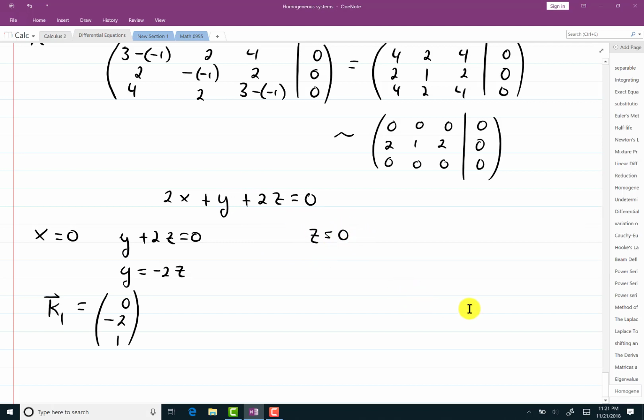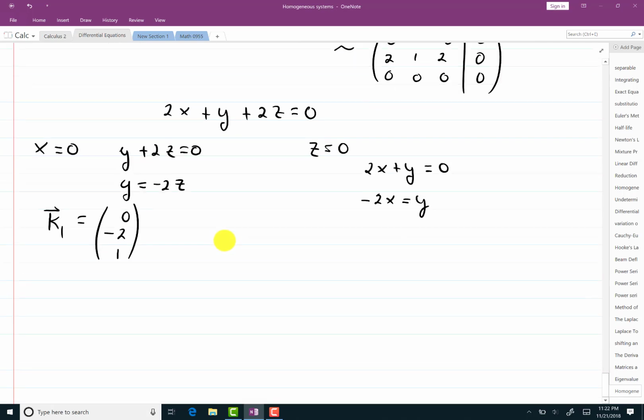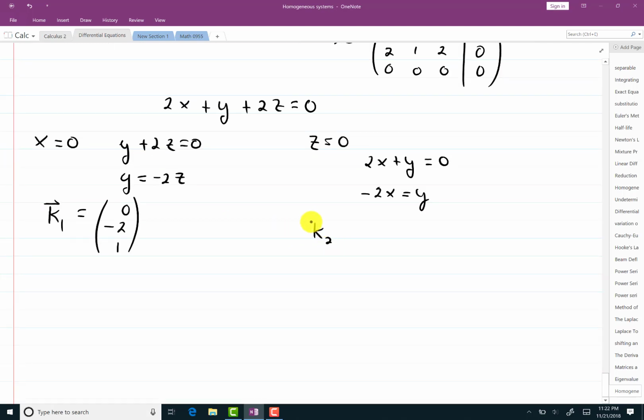If I do this, I'll have 2x plus y equals 0, or negative 2x equals y. In this situation then, for my next eigenvector, here I'll set the z equal to 0, and then if y, it's a little bit different here. Let me see what we have. When x equals 1, y will equal negative 2. And so I've got two eigenvectors that way. That's good. So I don't have a situation like in the previous problem. These two different eigenvectors will lead to two different solutions.